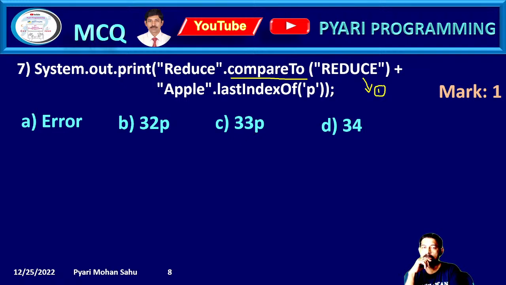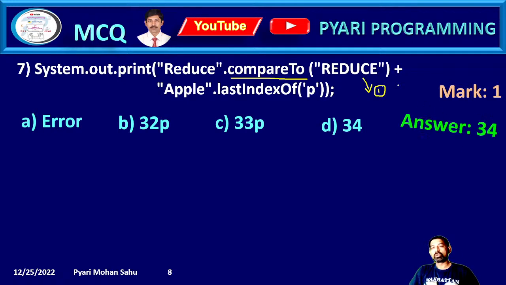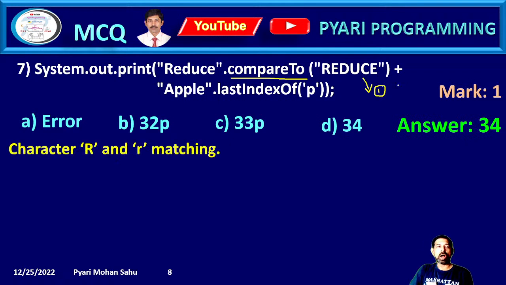Quickly, if you know the answer is 34, that means obviously you know what is the value of comparison and what the compare to is going to return, which is going to be added. 32. Shivam, good. Right answer. So now the answer is 34. So how is it 34?